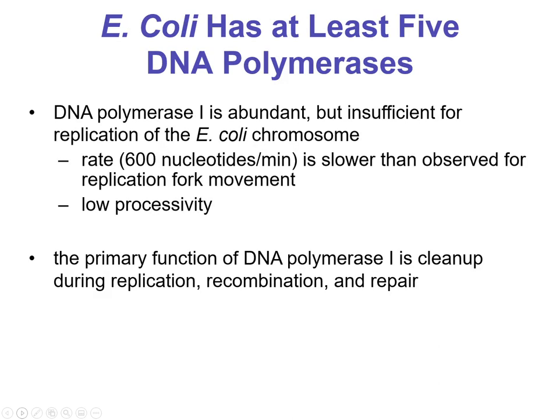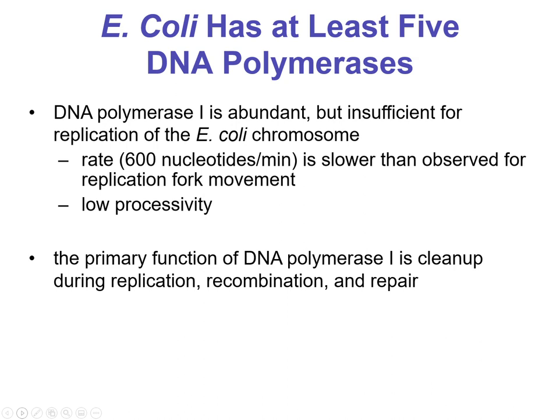So now we're going to focus really on E. coli, because that is where a lot of the information on bacterial replication comes from. E. coli are a great little system to use in the lab: easy to use, and very easy to manipulate DNA and make changes. So E. coli have at least 5 DNA polymerases.